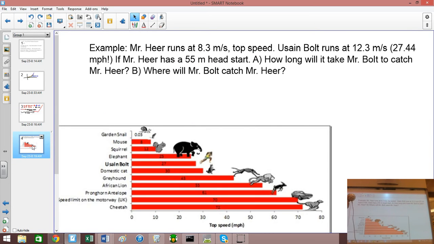It says, Mr. Hare runs at a speed of 8.3 meters per second. I figured I run a 100-meter dash in like 12 seconds, so that was my guess. And I looked up Usain Bolt. He runs at 27.44 miles an hour, which means he runs at 12.3 meters per second, which is almost twice as fast as me. It's like 50% faster than me.